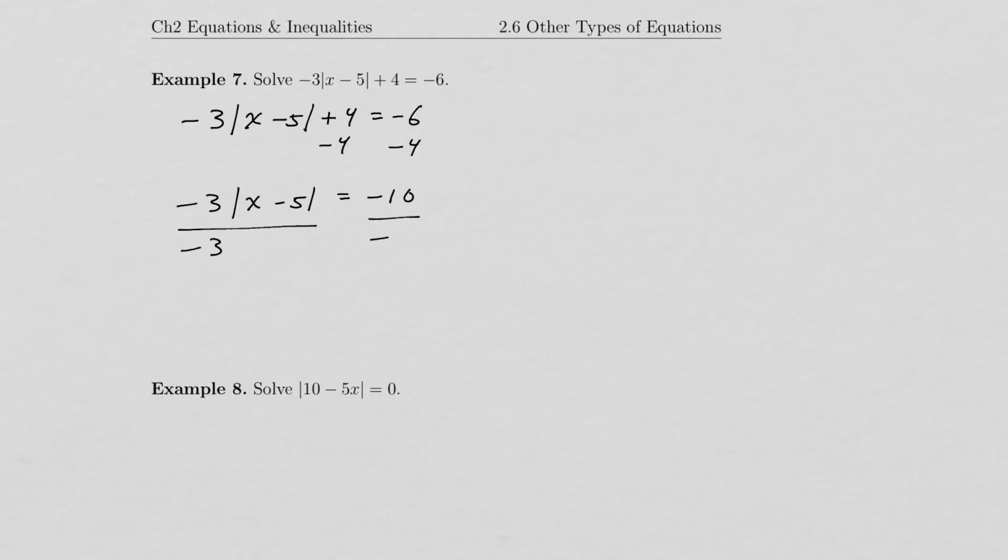Whatever I do to one side, I do to the other side. So I'm going to end up with the absolute value of x minus 5 is equal to, now it's going to be positive, since a negative divided by a negative is positive, 10 thirds. So there's two possibilities. Either the x minus 5, what's inside the absolute value, equals positive 10 thirds or it equals negative 10 thirds. And now I can solve it for x. In the first case, I'm just going to add 5.